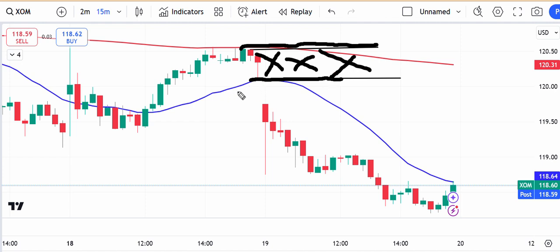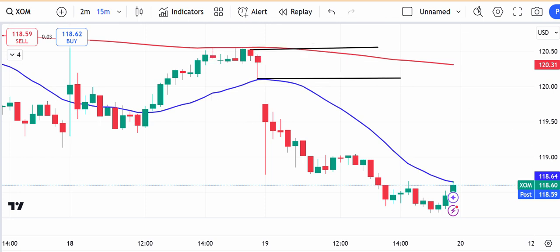If price breaks down this way, we go short. Okay? If price goes up this way, we go long. Okay? We play probabilities. Probabilities. That's what we do in this business. It's what we do in this game.